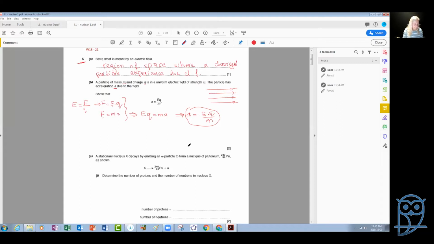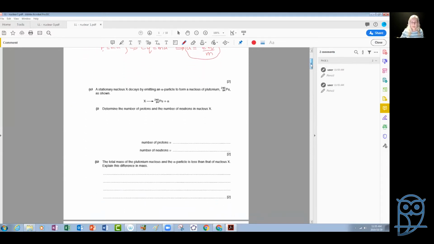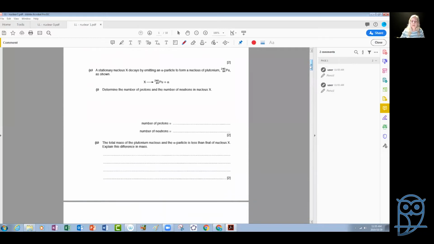All right. The next question now is on radioactivity. A stationary nucleus X decays by emitting an alpha particle to form a nucleus of plutonium-240, as shown. Determine the number of protons and the number of neutrons in nucleus X, in other words, the parent. Now they give us the daughter and they want us to find the parent.